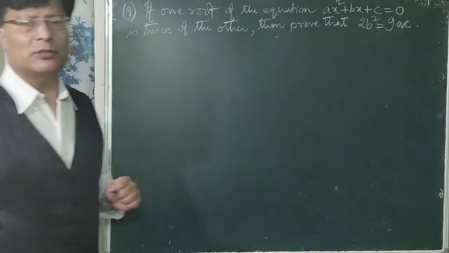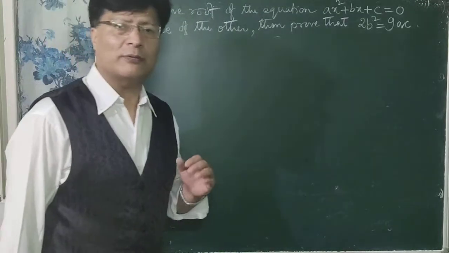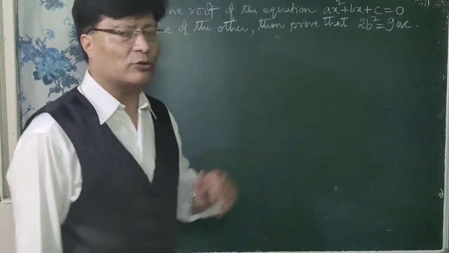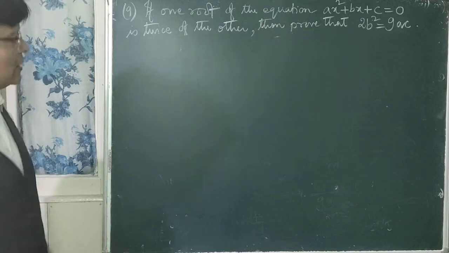So now the solution is you have to assume one of the roots as alpha, and the other root becomes 2 alpha, isn't it? Now let us do this solution.